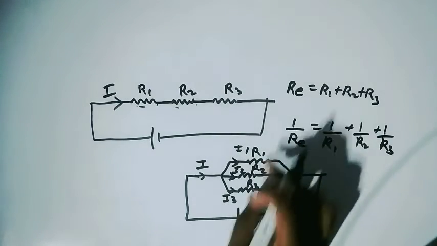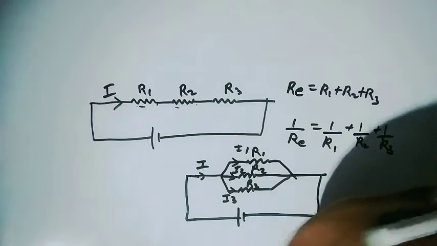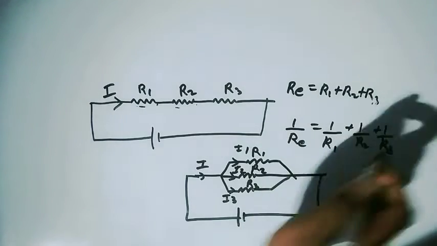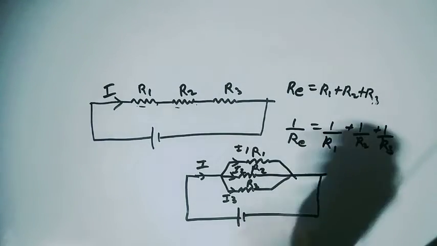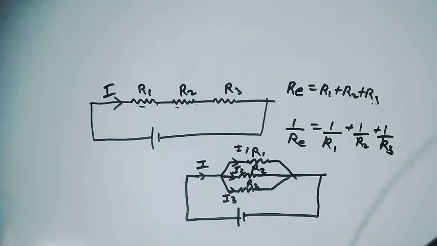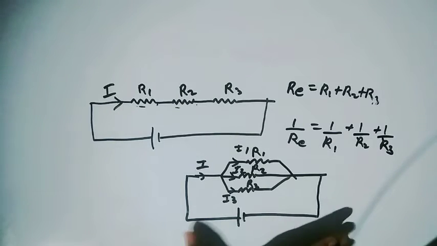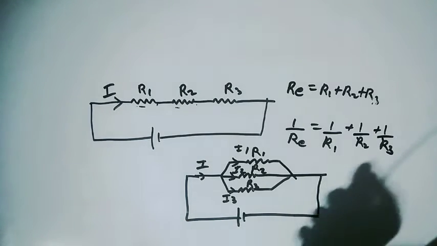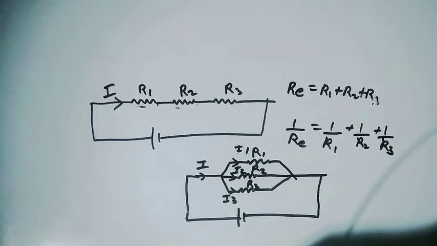And if n resistors are connected, then we will go up to 1 by Rn. Okay, so we have seen this. Now let's move on to the problems.